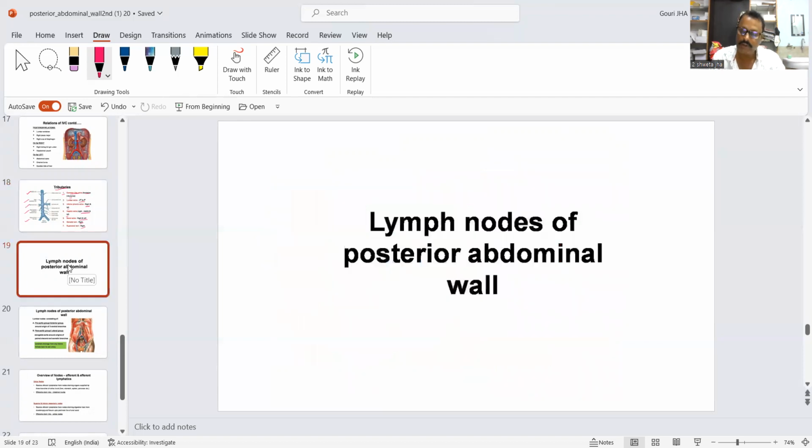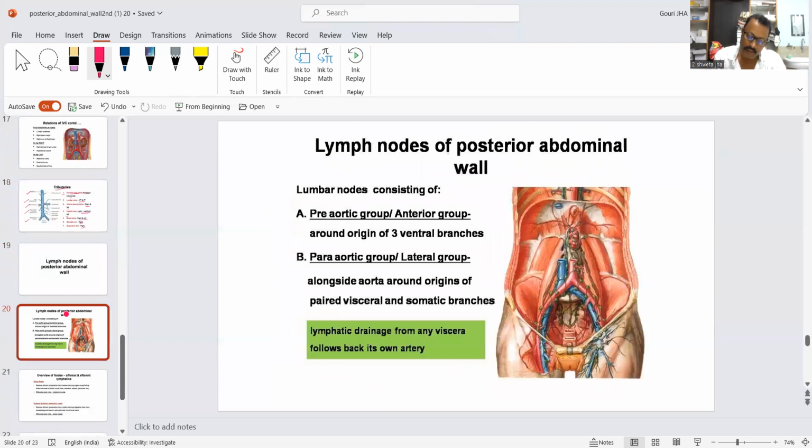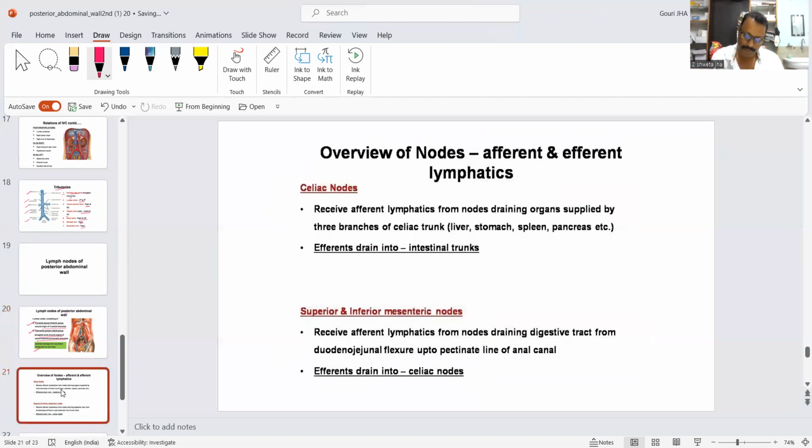Now, finally, we talk about the lymph nodes. The lymph nodes of the posterior abdominal wall are divided in two groups. One is the pre-aortic and the other one is the para-aortic. The pre-aortic is at the origin of the three ventral branches, and the para-aortic, as the name suggests, lies alongside the aorta, at the origin of the paired visceral and the somatic branches. So lymphatic drainage from any viscera follows back the artery, it does not follow the vein.